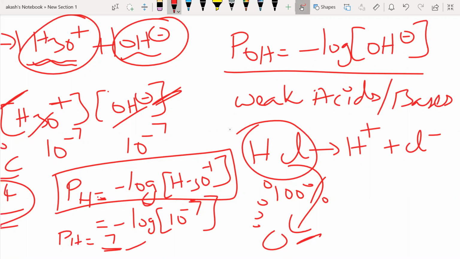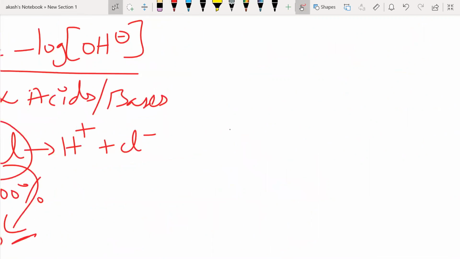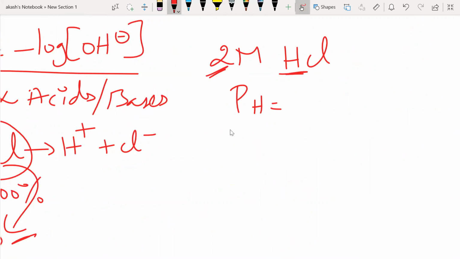Now if a strong acid is given to you, say if I give you 10 to the power of something, say 2 M HCl, and I ask you to find the pH. Right now, you directly put the H plus concentration as 2, because this is a strong acid, and 1 mole of the acid will give me 1 mole of H plus. So whatever is the concentration of the acid, that itself you will be able to put as the H plus concentration. It will be negative log of 2.